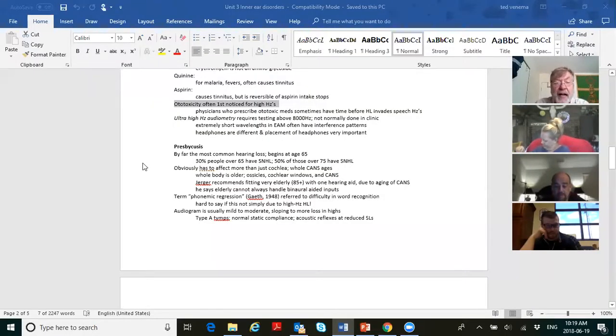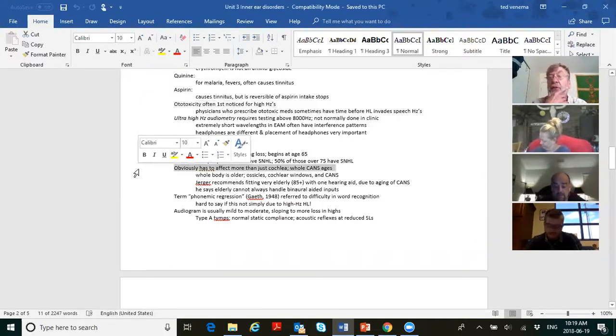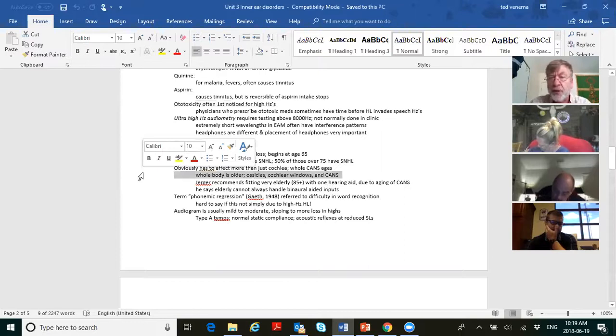Presbycusis is so common. It's the most common hearing loss in the world. Obviously it has to affect more than just the cochlea, though. The whole central auditory nervous system ages: the eighth nerve, brainstem, auditory areas of the brain. The whole body's older. The middle ear ossicles are older. The oval and round windows are older.